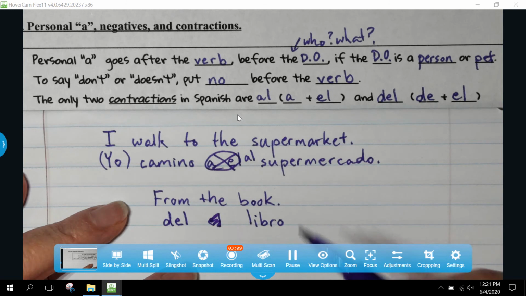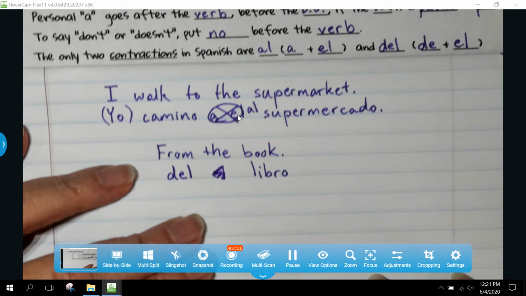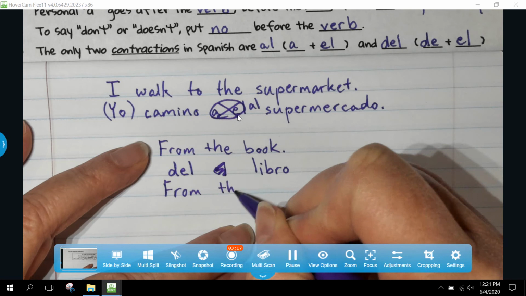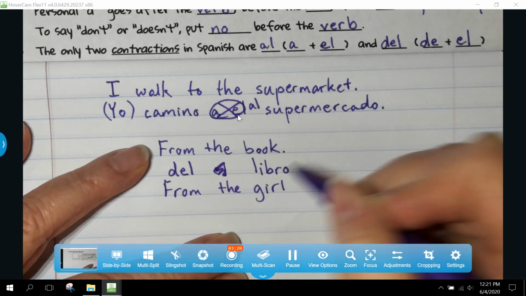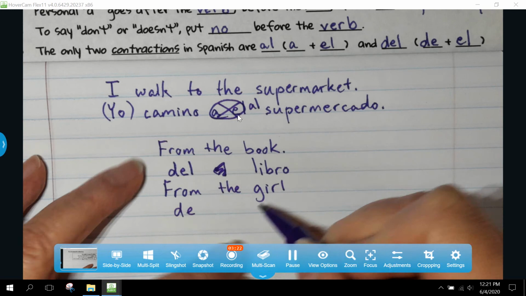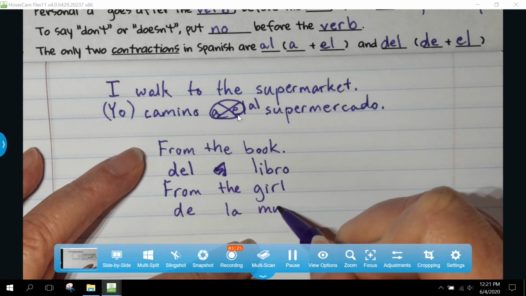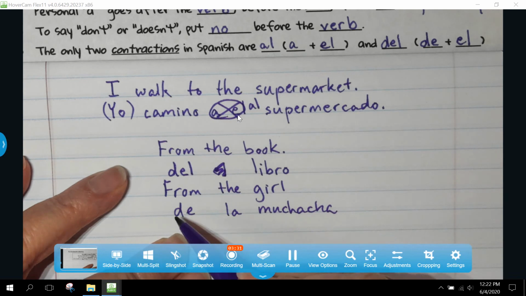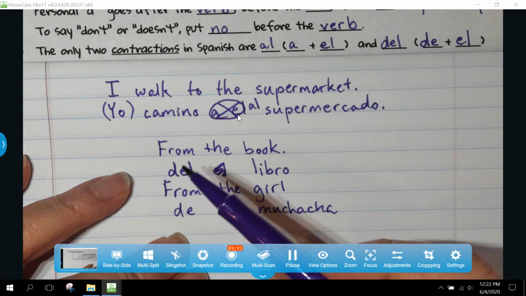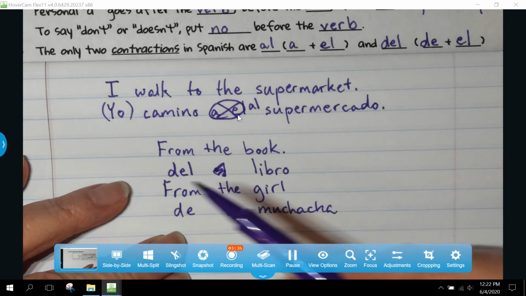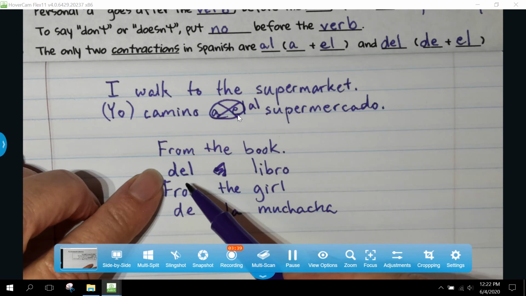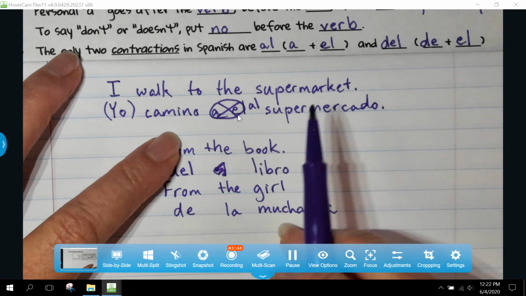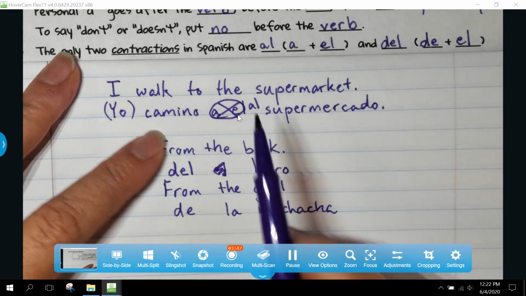Now, if you said instead from the girl, then you would have de. The girl is going to be la, and muchacha or chica. You don't need to mix these. De and la don't slow together. If you spoke at a normal rate and you said de el libro, it's going to mix together anyway, and it'll become del libro. If you spoke normally here and you tried to say a el supermercado, you have to make it sound choppy, so it mixes together.